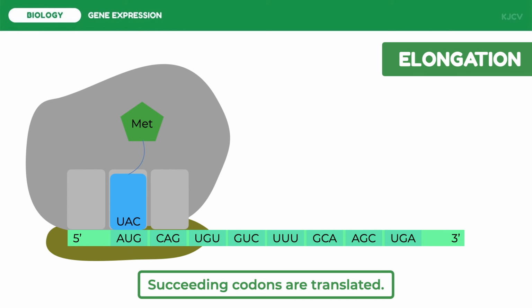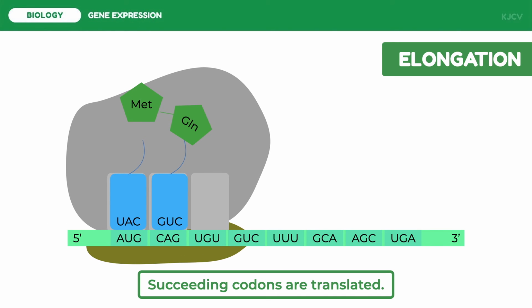CAG will be translated by the tRNA with the anticodon GUC. This tRNA brings the amino acid glutamine. This glutamine amino acid, which is currently in the A site, bonds with the methionine amino acid in the P site. The ribosomal complex now moves to the next codon.